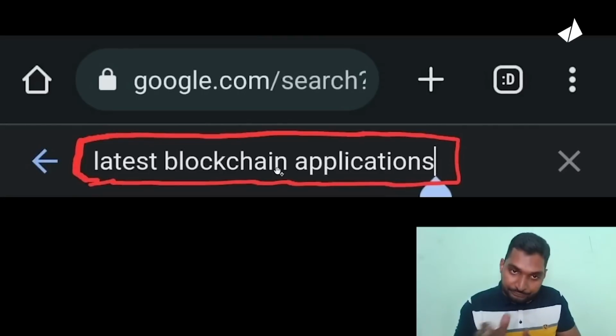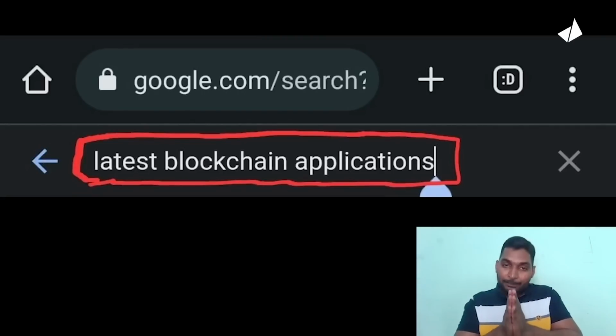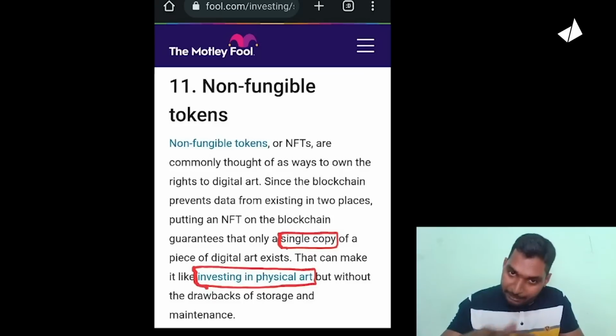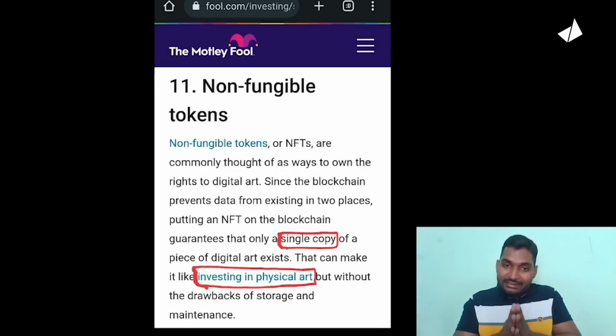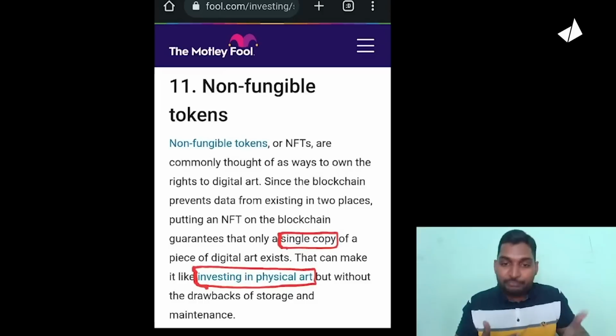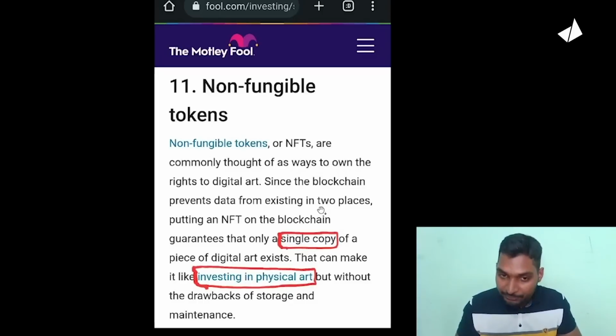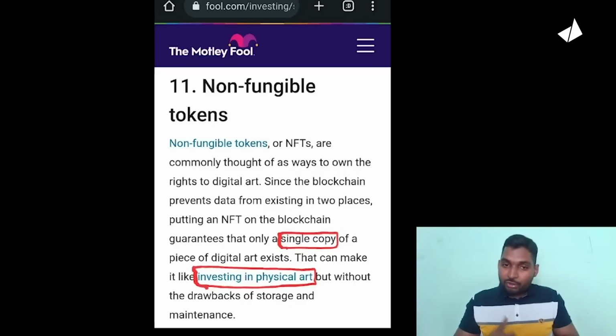So we just open the browser, we search for latest blockchain applications. We get many results. We open a result, we get this information on this particular link, and we'll get the same information on many other results. So what does this page state about applications of blockchain? One of the points given is about non-fungible tokens, and it states that NFT or non-fungible tokens on the blockchain guarantees that only a single copy of a piece of digital art exists, that can make it like investing in physical art, but without the drawbacks of storage and maintenance. Okay, this is what we know so far.